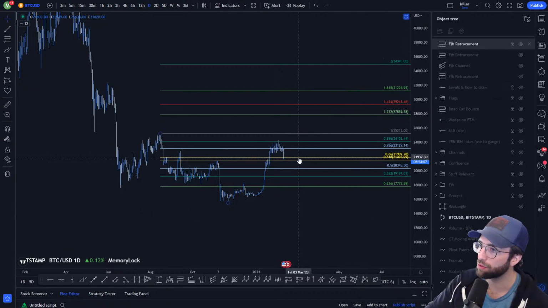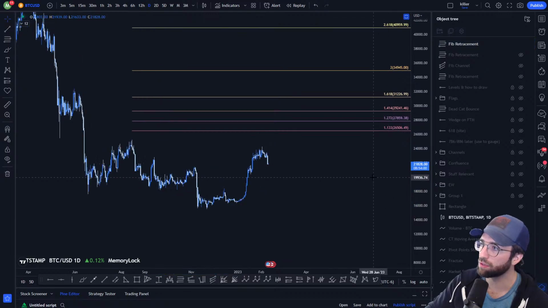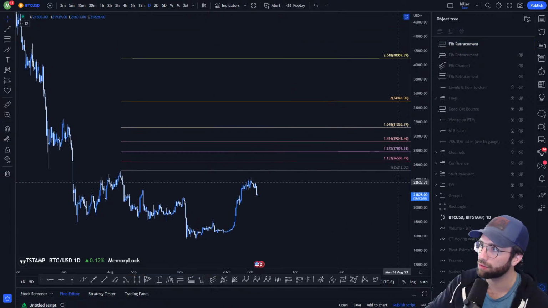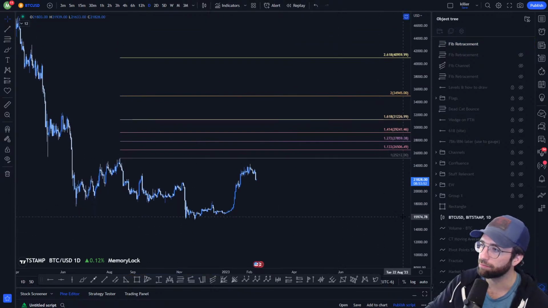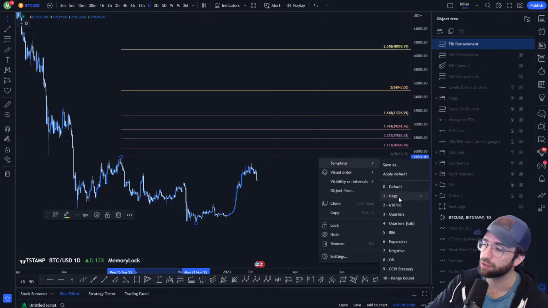So I'm actually just going to go to mine to clear this up. I have my own template here. These are the levels that I like to use. You're welcome to go ahead and copy them onto your template for the Fibonacci tool. I like to keep multiple templates: one for flags, my 618, the golden zone, the quarters that we talked about in the last live stream, my 886, and then expansion here. And then of course the range bound one, which we also covered in the last tutorial.